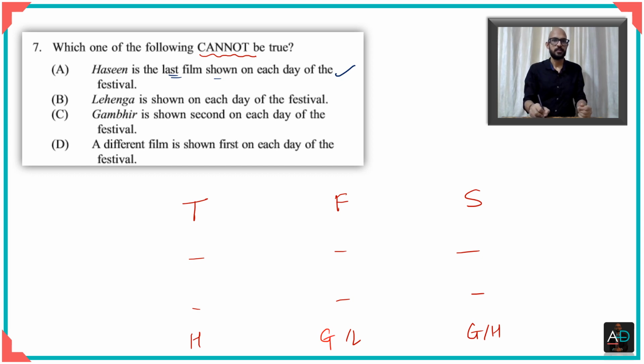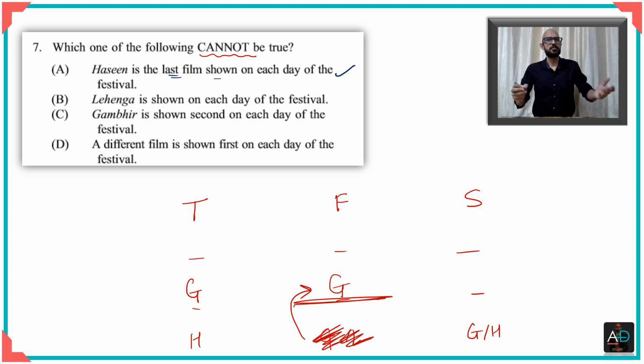So then we look at option C. Option C says that Gambhir is shown second on each day of the festival. So let us say Gambhir, can it be shown here? Yes, of course. Can Gambhir be shown here? Yes, if Gambhir is shown here, it means that this is the last show, which means this will not happen and this will not happen, but this is possible. Similarly, can you have Gambhir here? Yes, you can. Just that the third show will not be the last show.